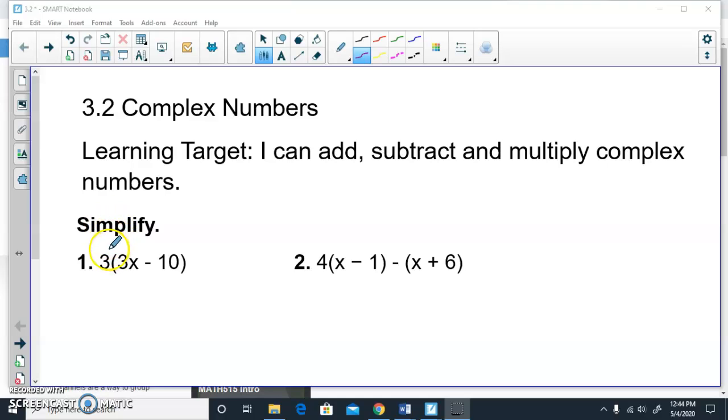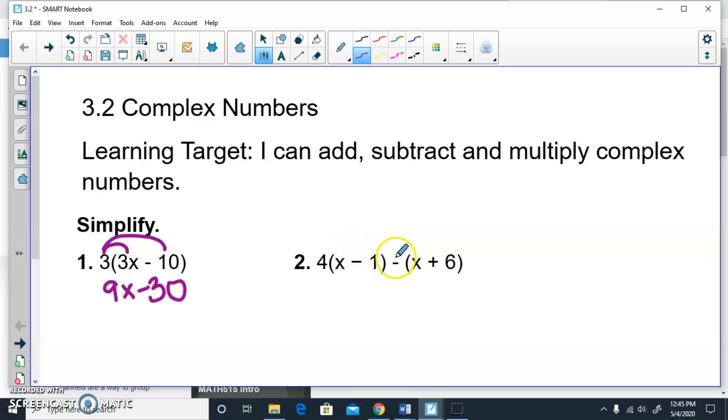I picked out two problems here. They both have x as a variable we're very used to seeing, and I'm going to simplify those. When we see a value in front of a parenthesis or after a parenthesis, we employ, of course, the distributive property. So that's what we're going to do here. When we employ the distributive property, we'd have 9x minus 30. Again, this is something we've seen in our math past, nothing earth-shattering or new here.